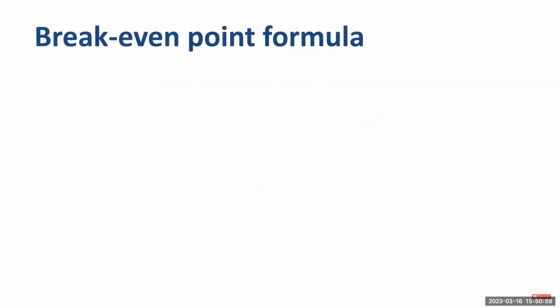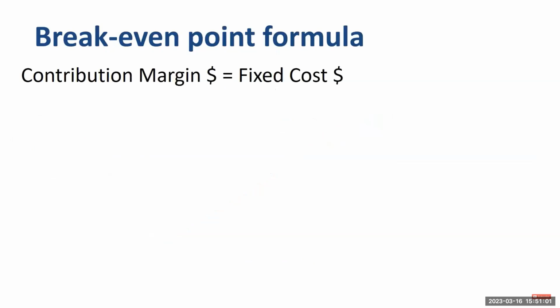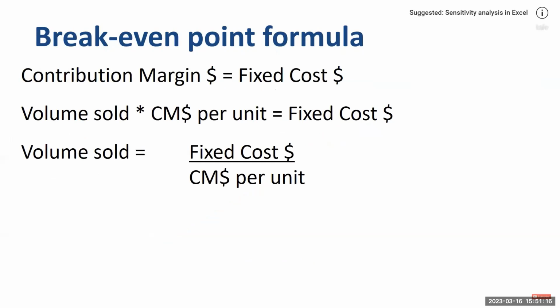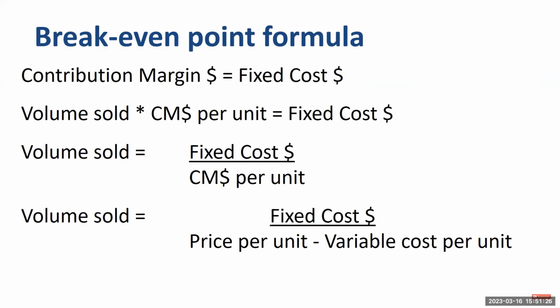Let's do the exact same break-even analysis, but in formulas. The break-even point is the sales volume where contribution margin dollars equals fixed cost dollars. That's the same as saying that the volume sold times the contribution margin per unit equals the fixed cost dollars. And that's the same as saying that the volume sold to break even is equal to the fixed cost dollars divided by the contribution margin per unit. And that's the same as saying that the volume sold to break even is equal to the fixed cost dollars divided by the selling price per unit minus the variable cost per unit.